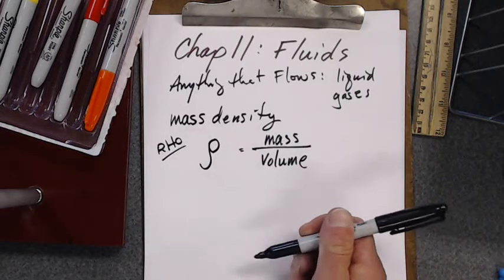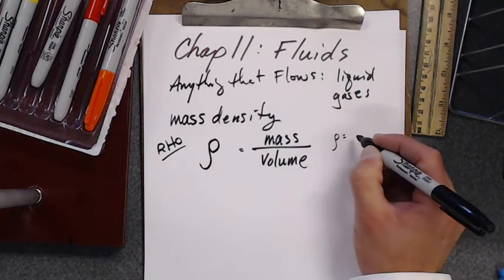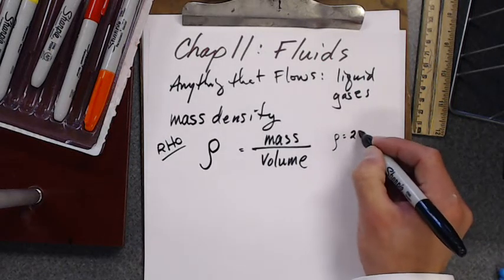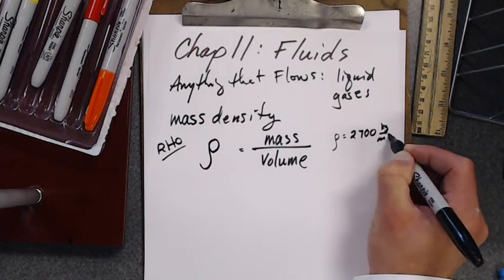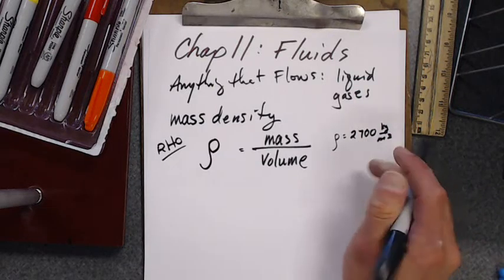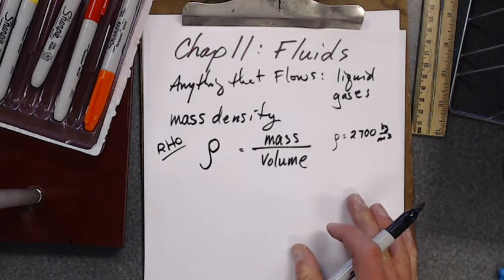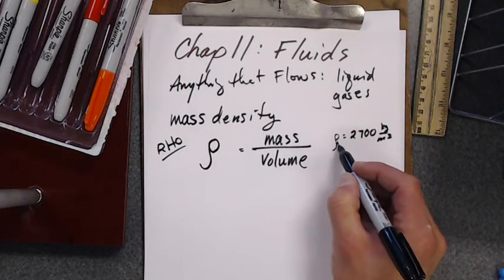Densities of common materials. The density of aluminum is around 2,700 kilograms per cubic meter. Because it's in kilograms per cubic meter, the number is very large. Chemistry uses grams per cubic centimeter, so that's why their numbers are really small. And physicists like big numbers.